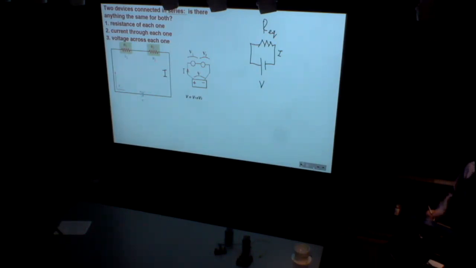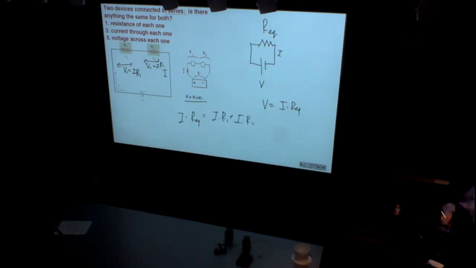Well, Ohm's law says this for a single element. Ohm's law says this for this single element. Ohm's law says V2 equals IR2. And we also know that for any elements, devices connected in series, total voltage is equal to the sum. So I times R equivalent should be equal to I times R1 plus I times R2. Can we make it simpler? Can we? How?